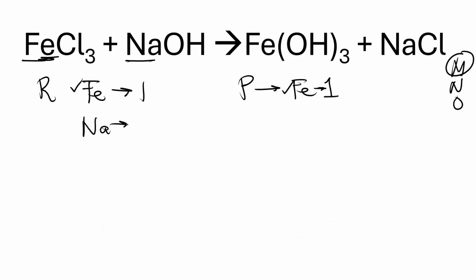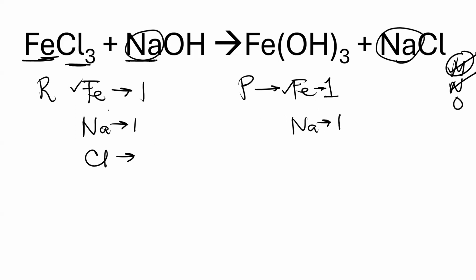Then we have sodium. We have one sodium atom on the reactant side and one sodium atom on the product side. Okay? Then we have a non-metal other than oxygen and hydrogen, and that would be our chlorine. So we're done with the metals. We go to our non-metals. That's chlorine. Our chlorine on the reactant side is 3, right? And on the product side, that's 1. So we need to multiply that by 3. Don't worry yet about the sodium. We'll get that sorted later.